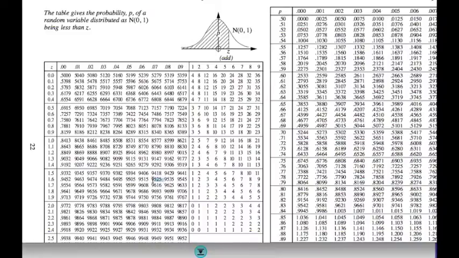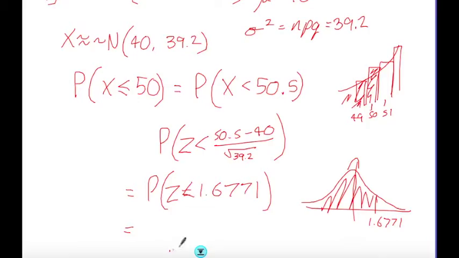So that's going to be 0.9525, with another 7 on the end. So we've got to add 7 to that, so that'll be 9532.